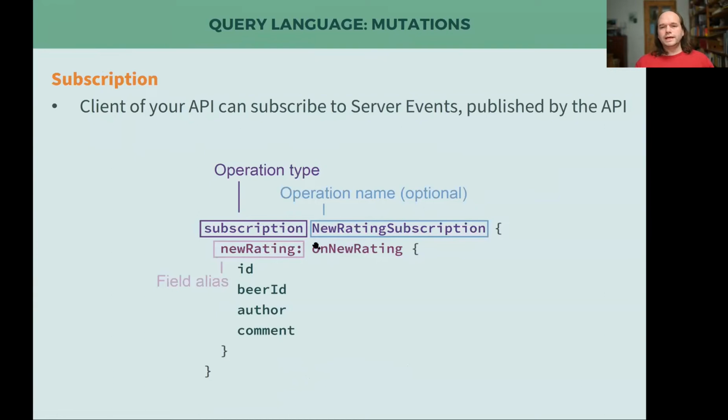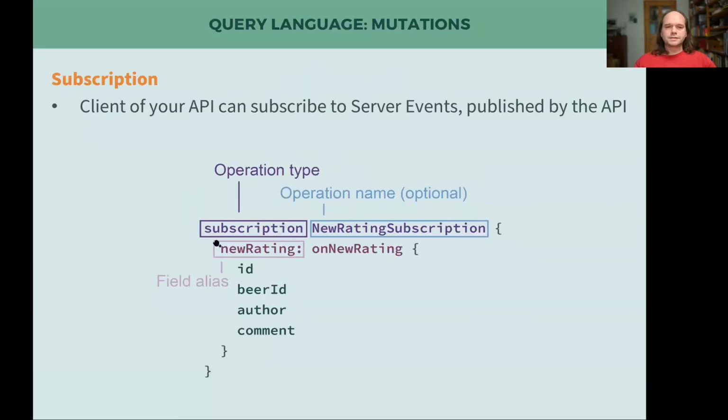You can rename things when you don't like the name of the subscription or the mutation or any other field. You can write this colon here. You can use another name so that in your response we wouldn't receive onNewRating as the result, but the field newRating. So you can just make things more comfortable for you.